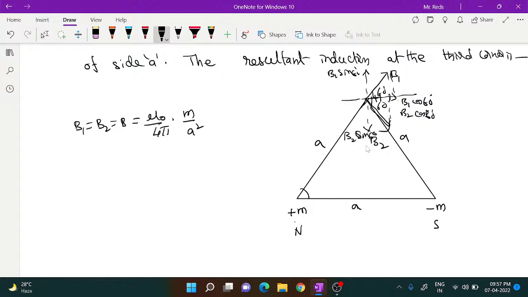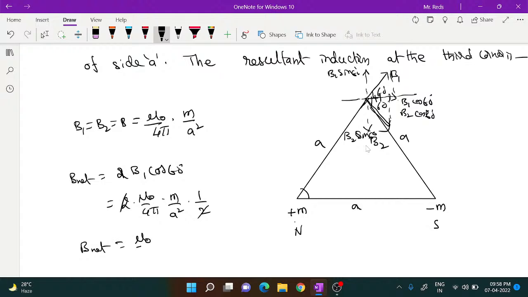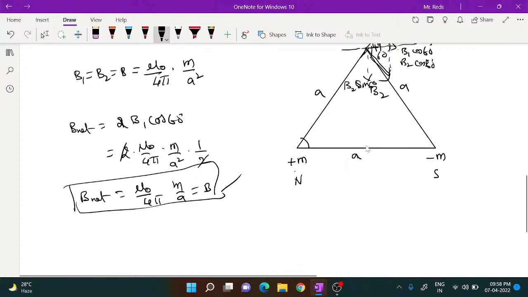b1 and b2 are equal, so b1 sin 60 and b2 sin 60 cancel out, and these two will add up, which gives you the net field. So net field is equal to 2 b1 cos 60, which is 2 into mu naught by 4 pi into m by a square into cos 60, which is 1 by 2. The 2s cancel, so we get b net equal to mu naught by 4 pi into m by a square, that is nothing but b1 or b2. So that is how you have to take it.